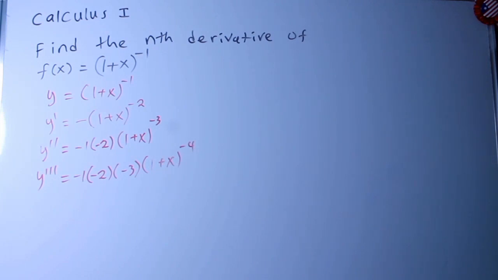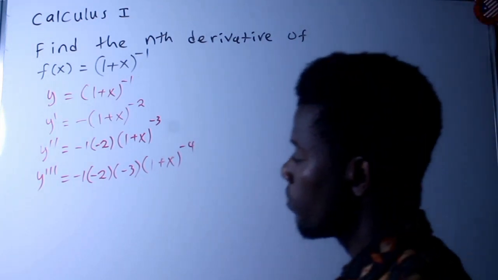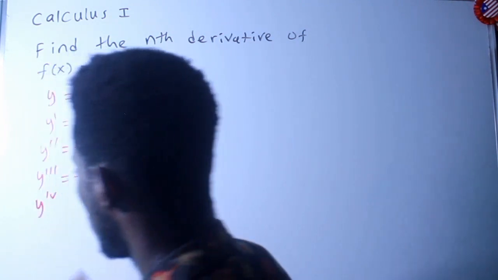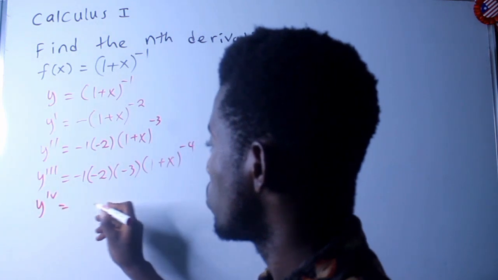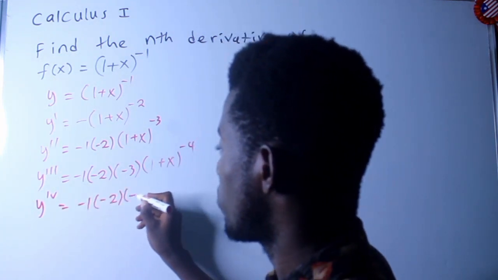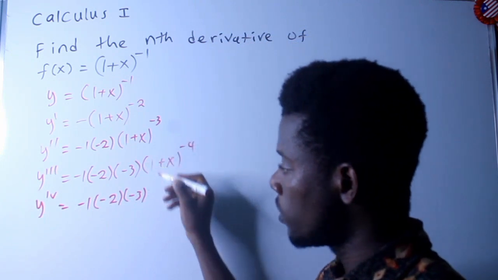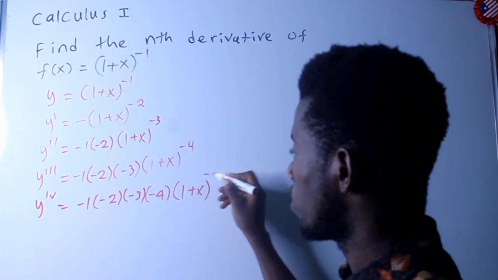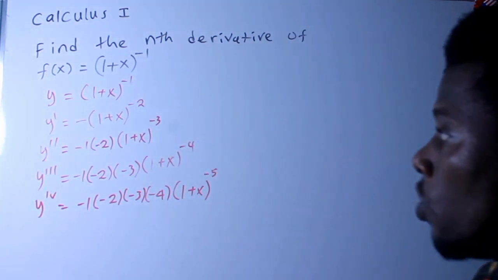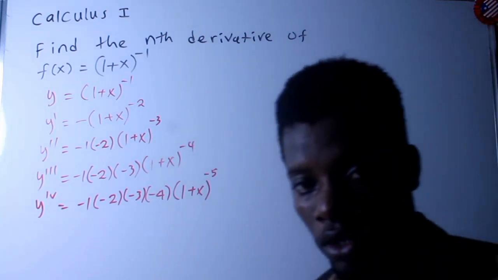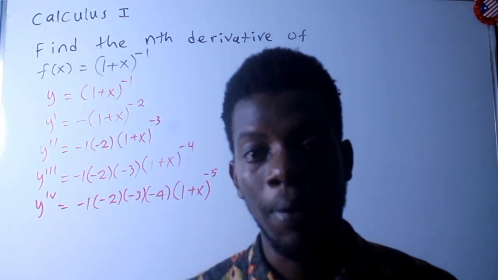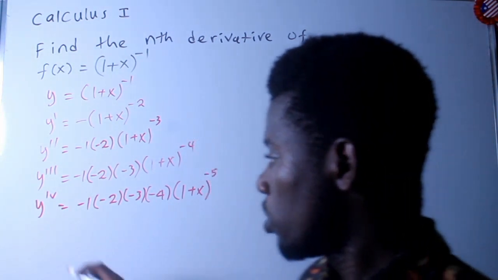Now we also want to find the fourth derivative of that function. So to find the fourth derivative, we move on and write y to the fourth. So this is y^(4). This will be equal to -1 times -2 times -3. Multiply the power by the coefficient, that's -4. Rewrite the function 1 plus x and subtract 1 from this power, that's -5. Great. So I found the first four derivatives, and I think it's sufficient for us to determine the pattern right here. So we'll continue in this order.